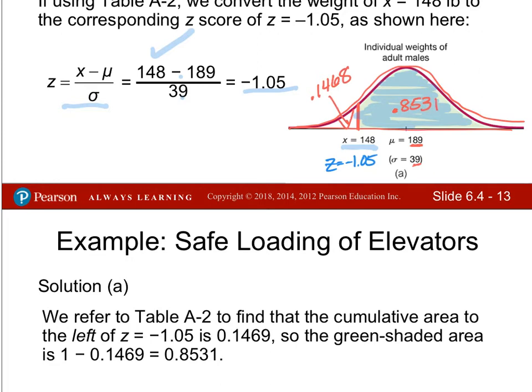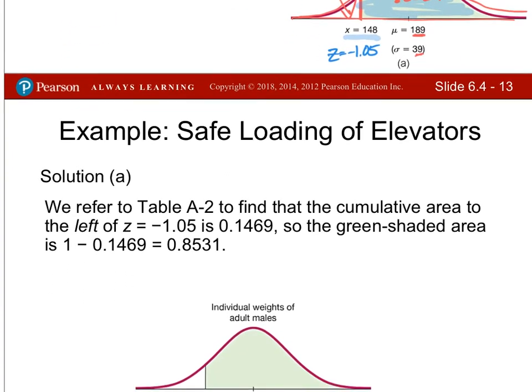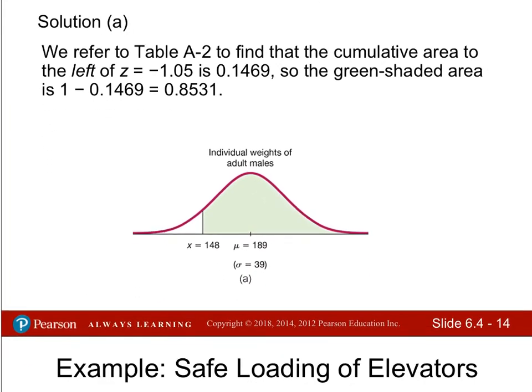So if you take one person at random, there is an 85% chance that they will weigh more than 148, right? Which is not good, because remember, that elevator crashes if we have 27 people who average more than 148. And we're just finding that there's a good chance that one single man will weigh greater than 148. Okay? So solution A, bam, there it is.